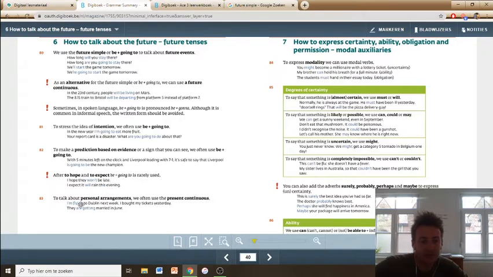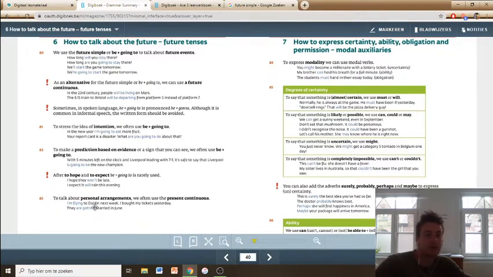Good. We also get this here. To talk about personal arrangements, we often use the present continuous. I am flying to Dublin next week. This is a bit confusing because the grammatical tense is called present continuous, but it is used to talk about the future. Okay, why is that?